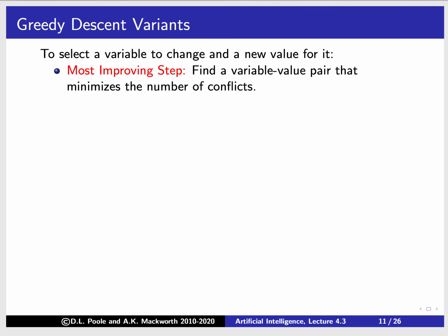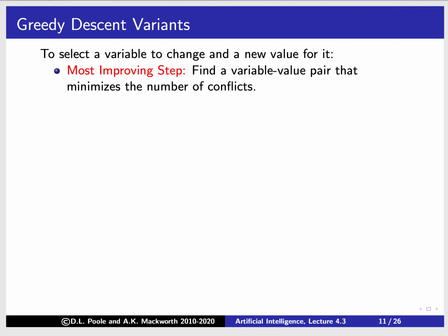All right, today we're going to look at some variations on this greedy descent. What we're going to do is select a variable to change and a new value for it. So here are a whole lot of choices that we can make. We could do the most improving step. We could find the variable-value pair that minimizes the number of conflicts.